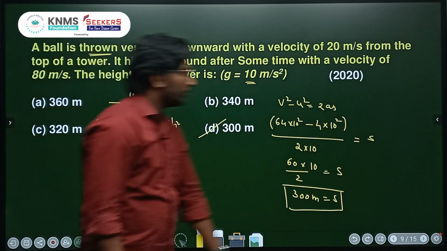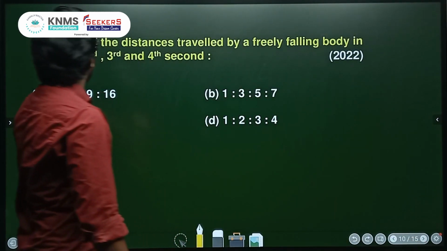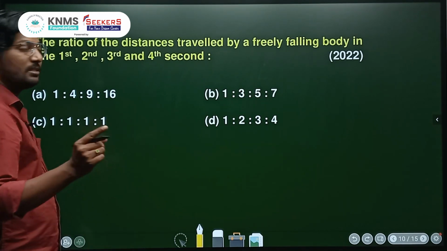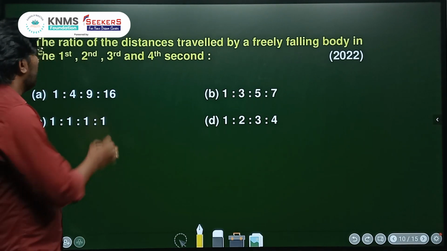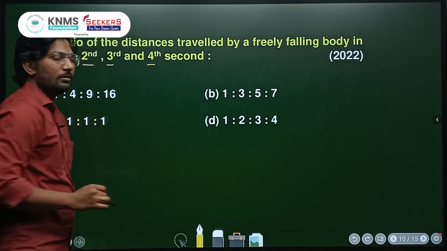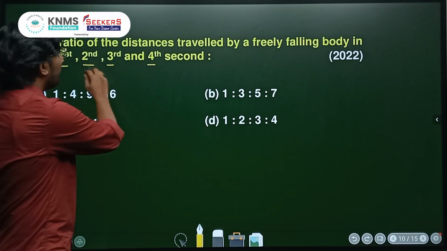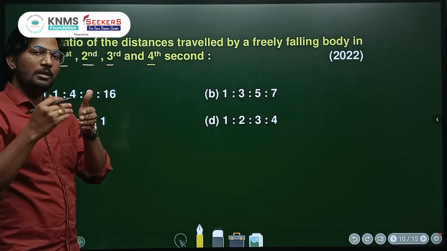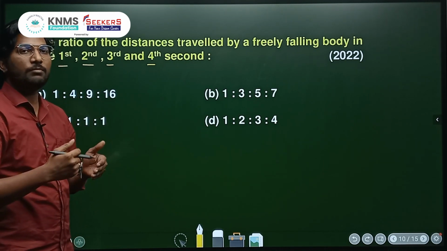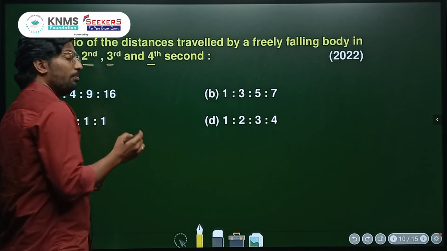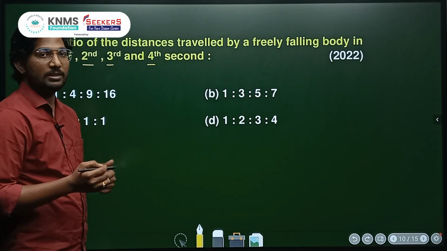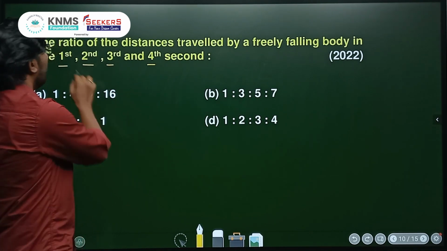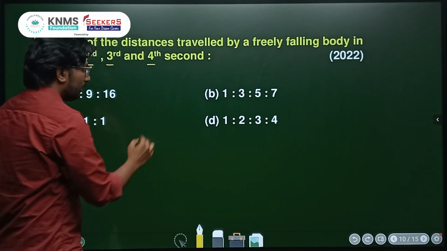Okay, we'll go for the next question. Ratio of distances traveled by a freely falling body in the first, second, third and fourth second. You see this? These are the values of the time that they are asking us to take, not for the whole duration but during the particular time interval. So we have to solve this question by using the u plus a by 2 into 2n minus 1 based value. They are asking us distances traveled by the freely falling body in these respective seconds. So for this we can directly get the value.